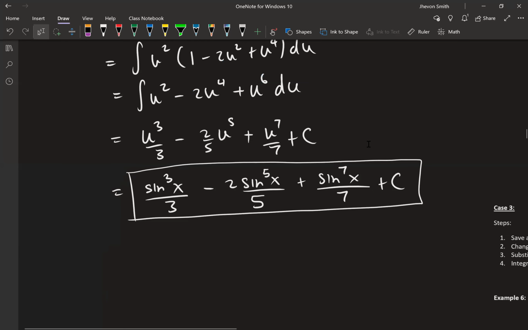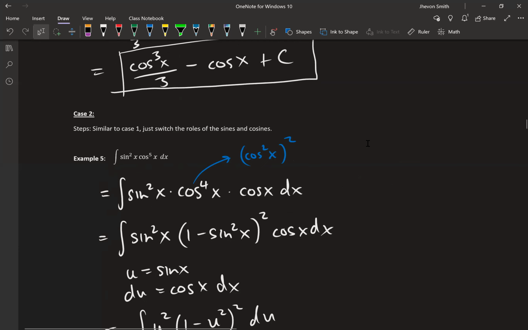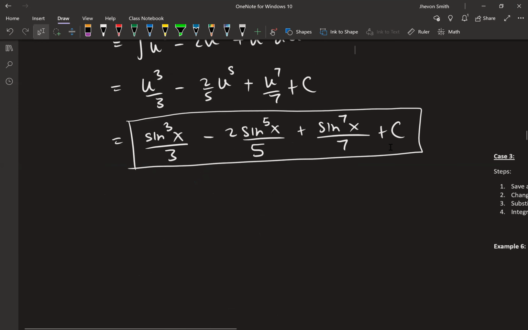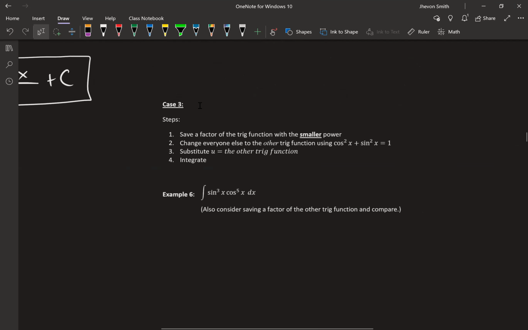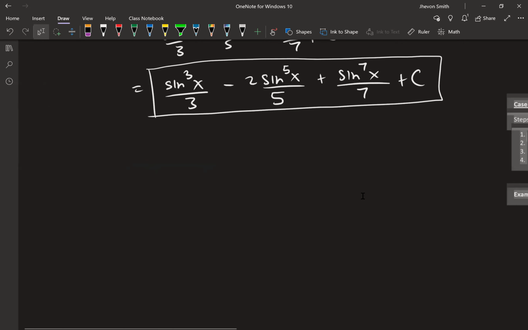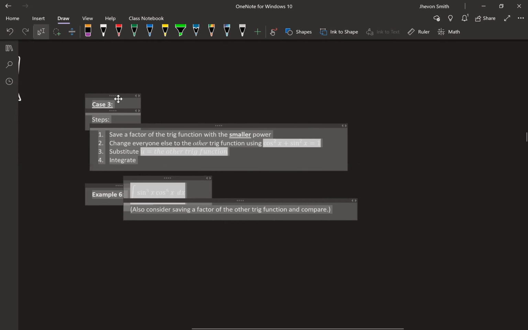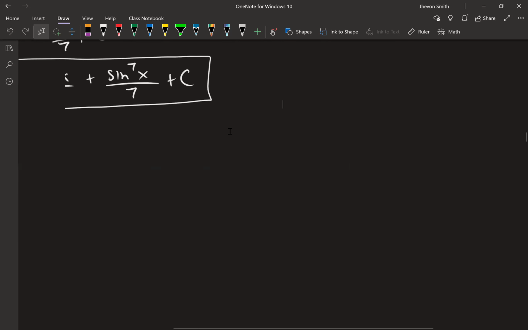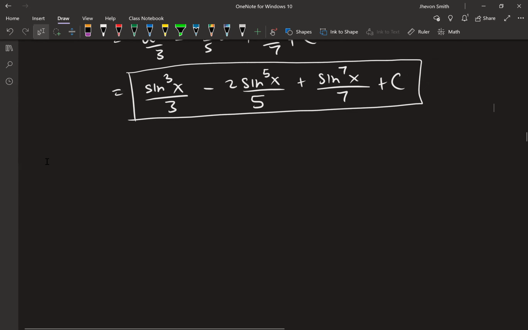All right. So very similar. So now we know how to deal with those two scenarios, case one and case two. Let's look at case three. Case three was when both of them were odd. Both the power of the sine and the cosine is odd.